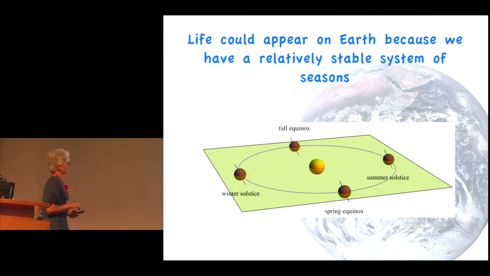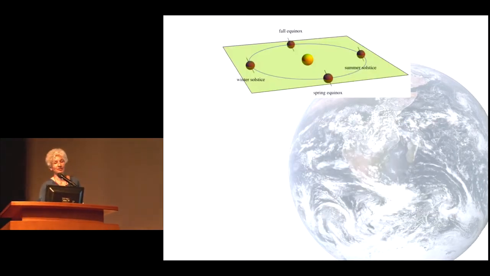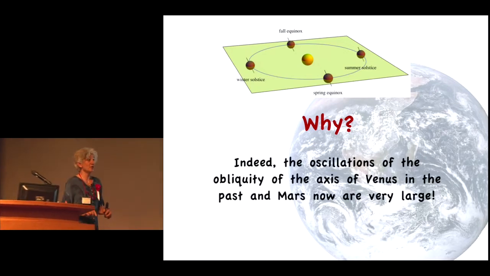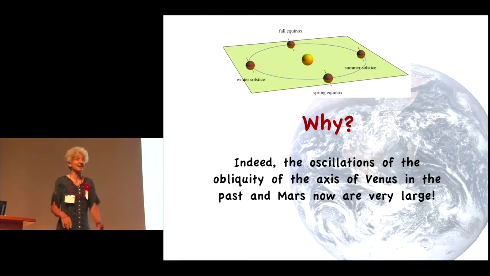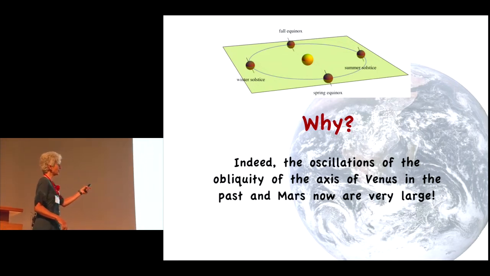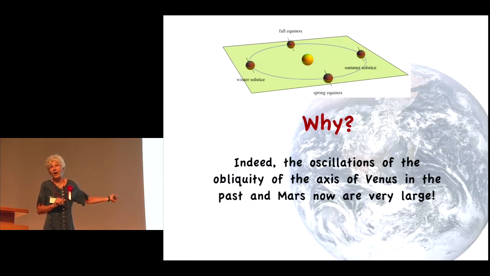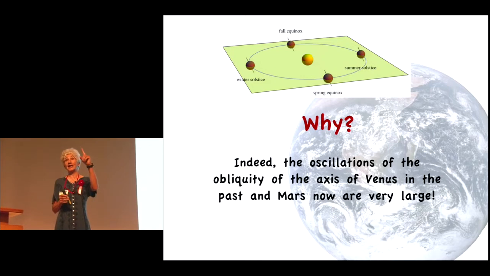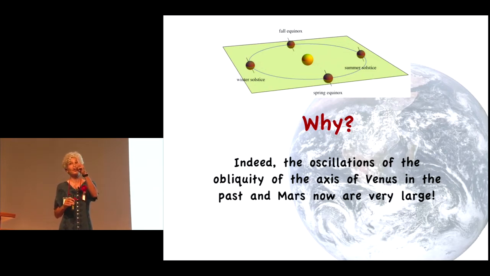So is it normal that the axis would be stable? And in fact, the axis of the Earth is stable, but it's not normal if we compare to other planets. The oscillations of the obliquity of the axis of Venus and Mars were in the past very large. The axis of Venus and the axis of Mars can have oscillations of 60 degrees. That of the Earth, 1.5 degrees.